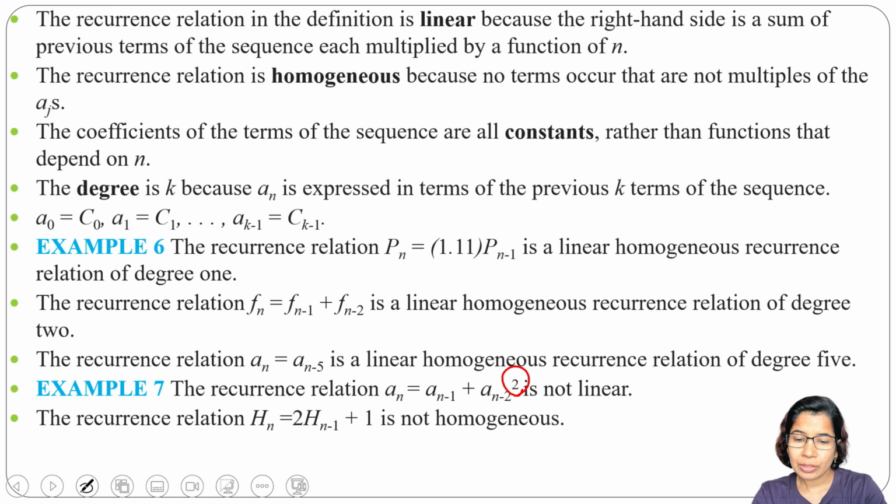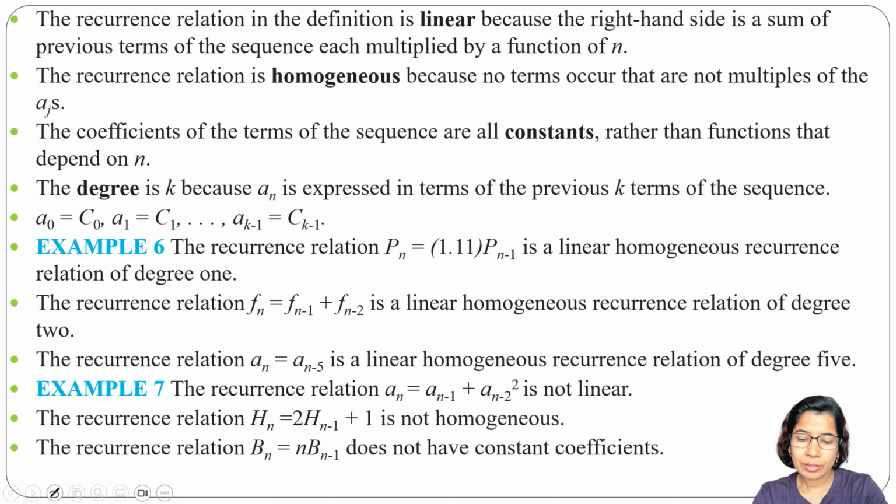And the recurrence relation h_n equals 2h_{n-1} plus 1 is not homogeneous due to this one. This one is not in terms of h. So for homogeneous, every term should contain a or h, whatever the function name. But here this is a constant. This doesn't contain h. That's why it is non-homogeneous.